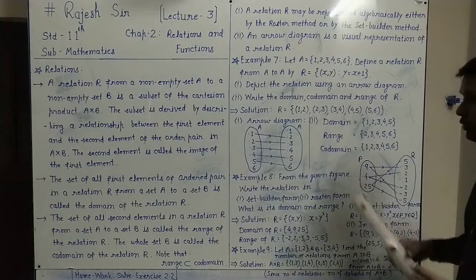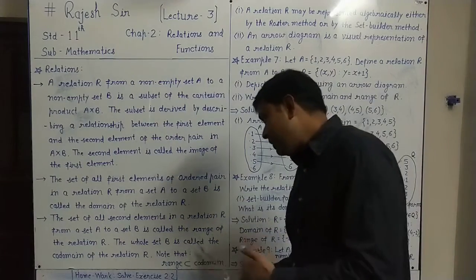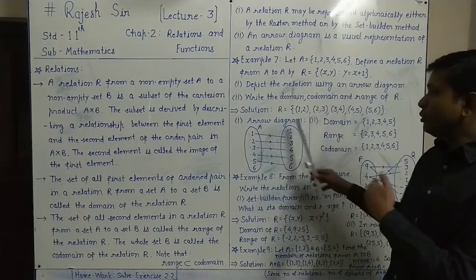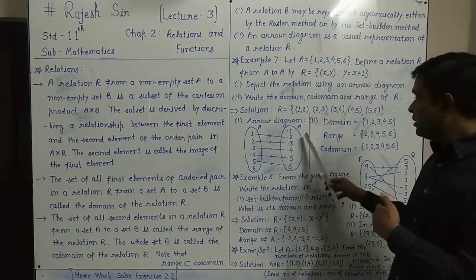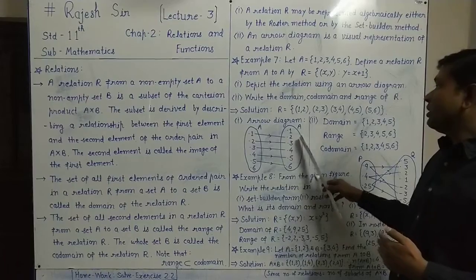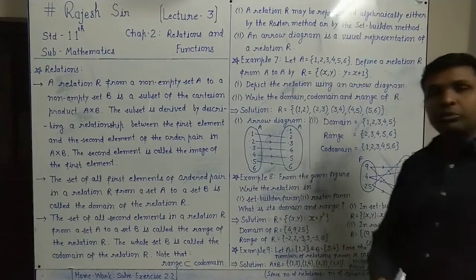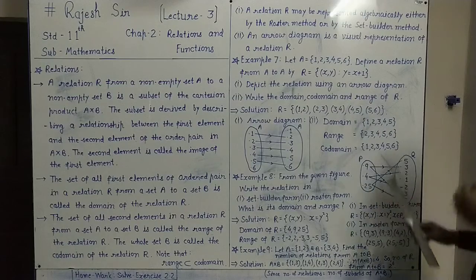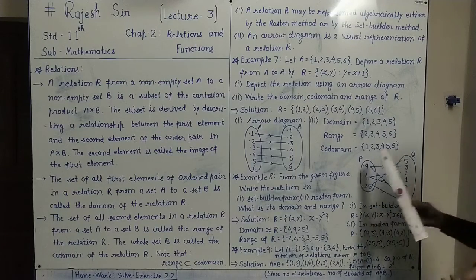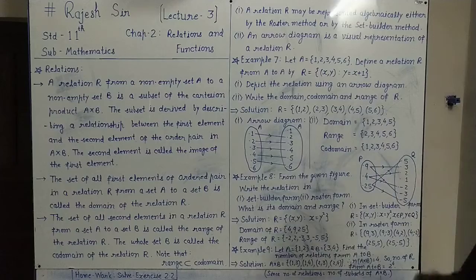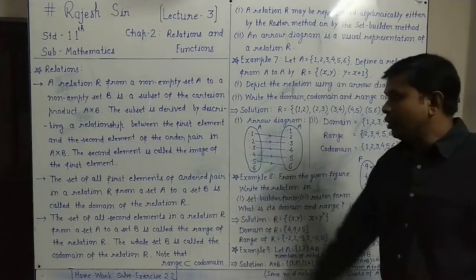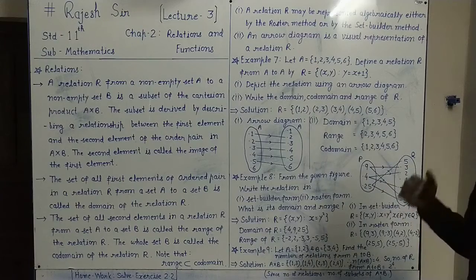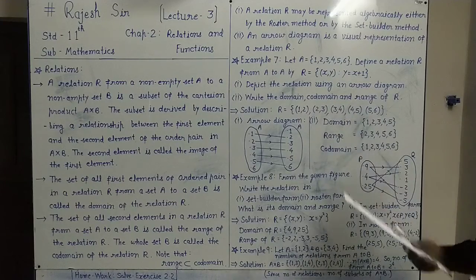And codomain, for that we have the whole set B, meaning the whole set A here, because it is A to A, so B is A actually. This whole set A is called the codomain, and its elements are 1, 2, 3, 4, 5, 6, so it is called the codomain, or A itself. So this way, in this example we understood all the definitions. In this example, by the definitions we have written all the answers.